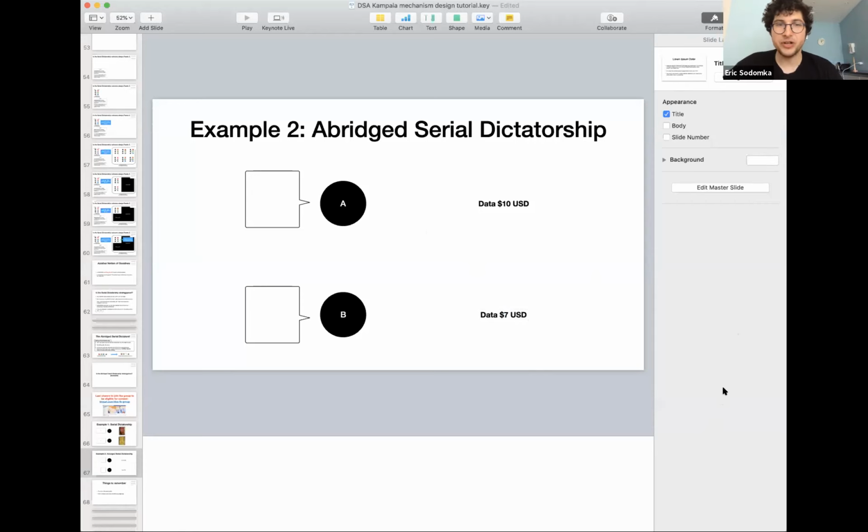So what you're going to do is this abridged serial dictatorship with K equals 1. Just to be clear, you say what your favorite of these is. What do you prefer? Would you rather have $10 in data, or would you rather have $7 in data? You're just going to tell me what your favorite is. And the way this is going to work, remember the rules of the abridged serial dictatorship, is I'm going to randomly choose one of these, either A or B, to go first.